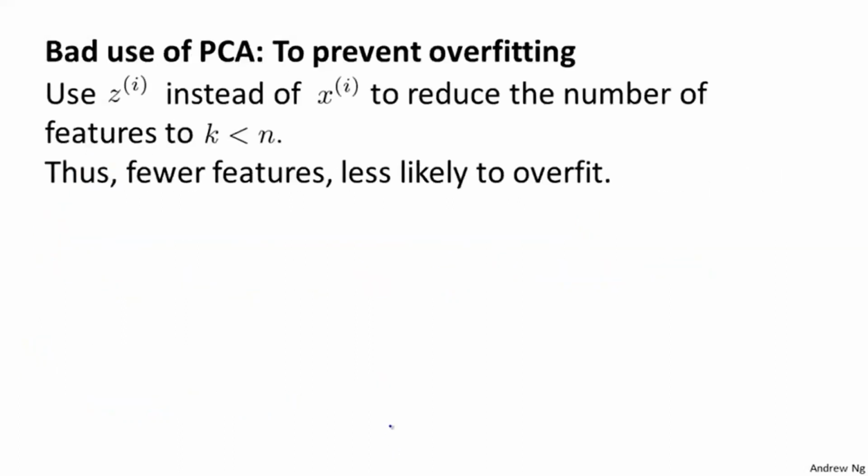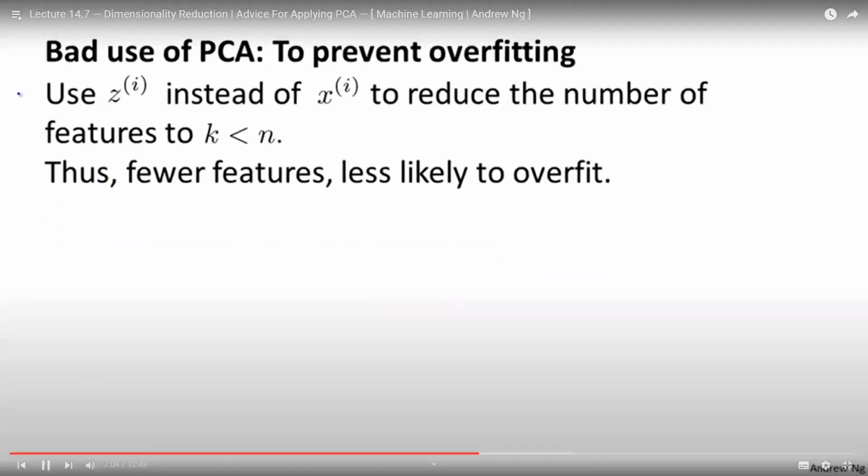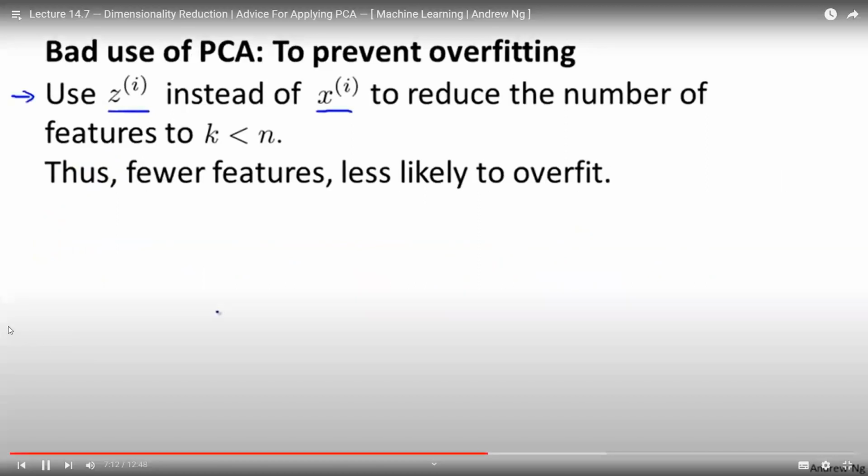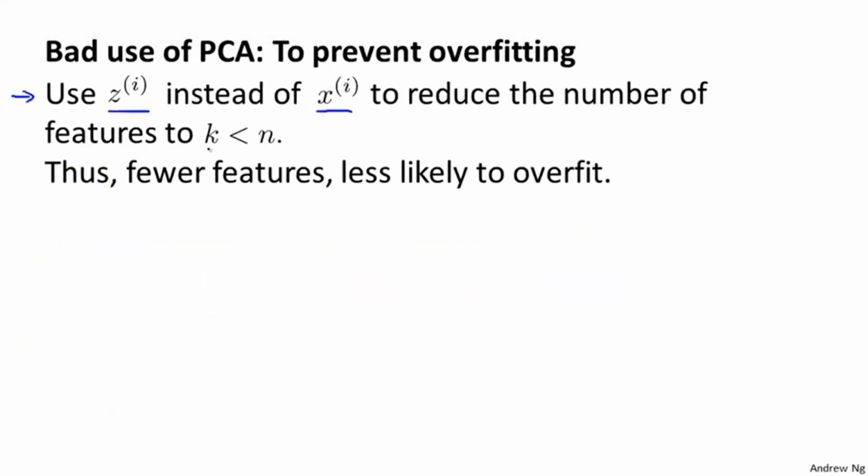There's one bad use of PCA, which is to try to use it to prevent overfitting. This is not a great way to use PCA, but here's the reasoning behind this method. If we have xi, then maybe we'll have n features, but if we compress the data and use zi instead, then that reduces the number of features to k, which could be much lower dimensional. And so if k is 1,000 and n is 10,000, then if we have only 1,000 dimensional data, maybe we're less likely to overfit than if we were using 10,000 dimensional data with like 10,000 features.